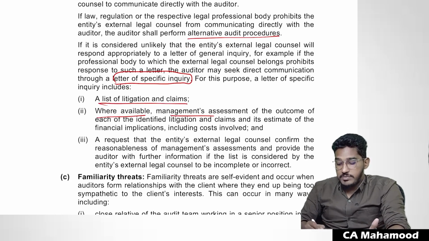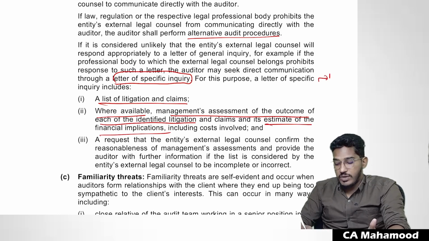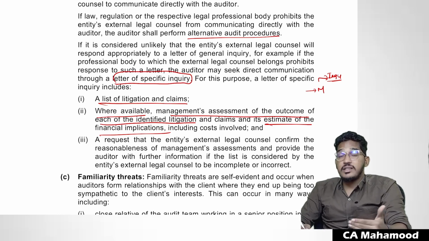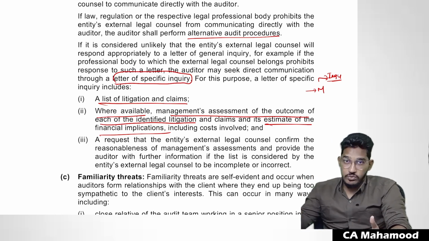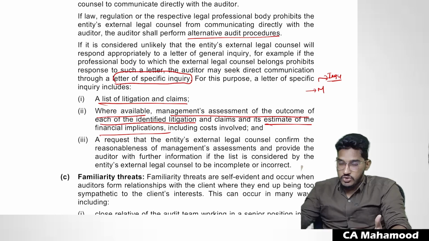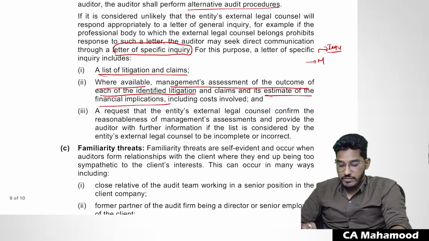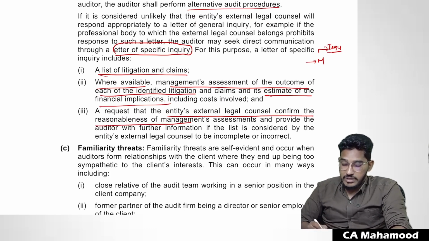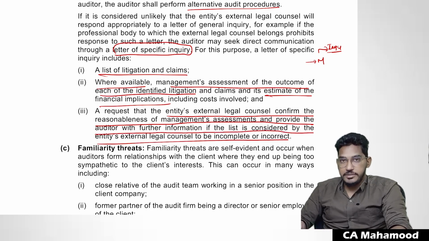Wherever available, management's assessment of outcome of each of the identified litigation and claims and its estimate of the financial implications. Nothing but in that inquiry letter, you can include what is the management's assessment, what the management is thinking about that litigation. Will they win it? Will they lose it? If they lose it, what will be the amount they have to pay or incur? So that also should be included in that specific letter of inquiry. And also a request that the entity's external legal counsel confirm the reasonableness of management's assessment and provide the auditor with further information if the list is considered by the entity's external legal counsel to be incomplete.